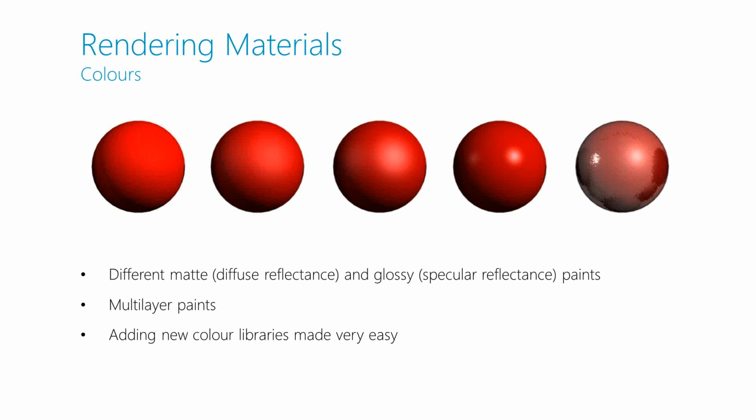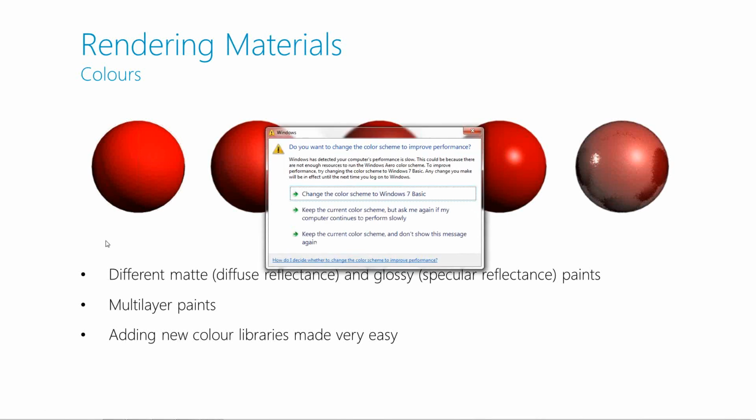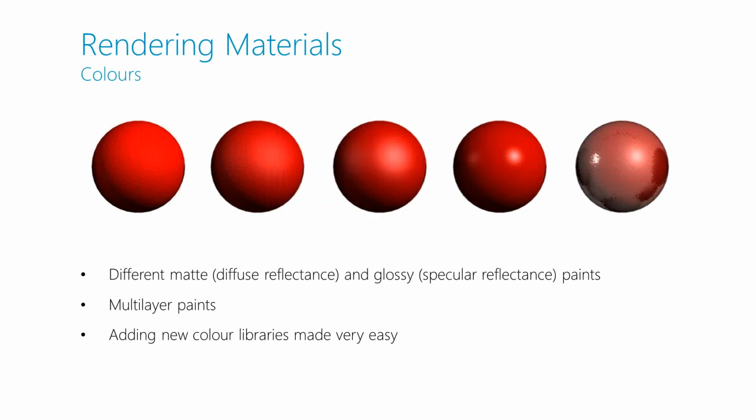And also we can create multi-layer paints like car paint with a base layer, then let's say a metallic flake layer and a lacquer layer on top. And now with this kind of parametric materials, adding new color libraries is made very easy for you.